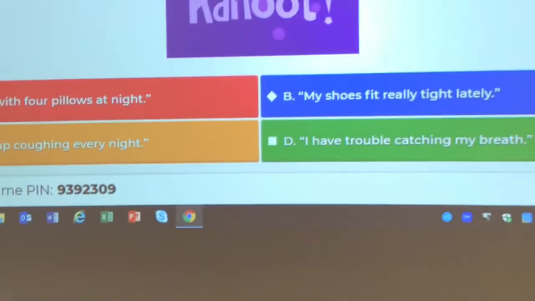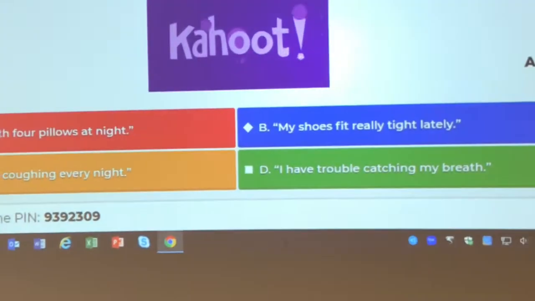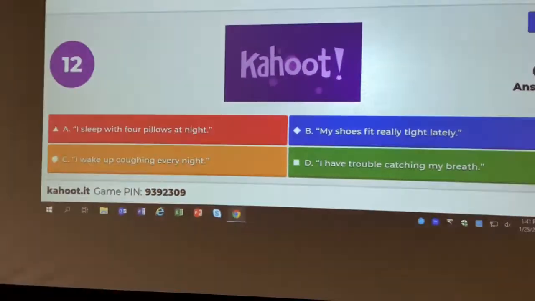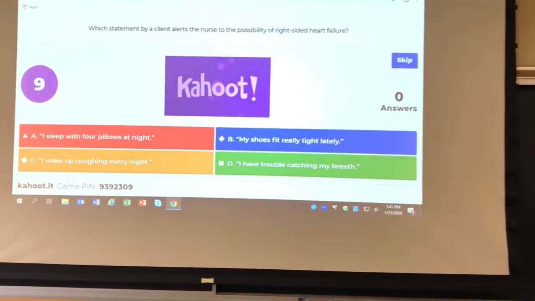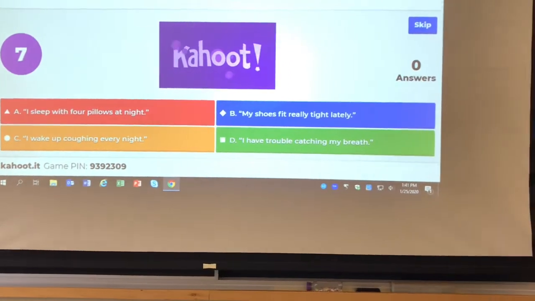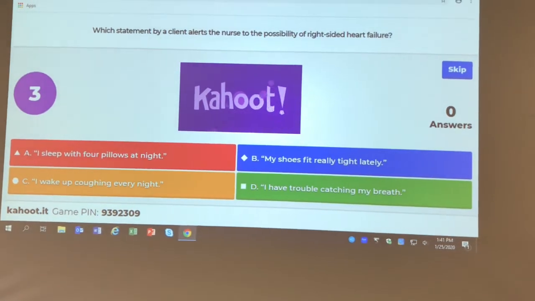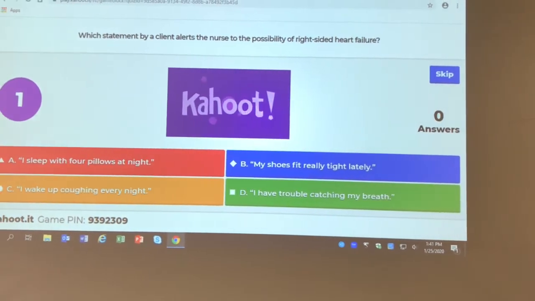Which statement by a client alerts the nurse about the possibility of right-sided heart failure? A. I sleep with 4 pillows at night. B. My shoes fit tightly lately. C. I wake up coughing every night. D. I have trouble catching my breath.